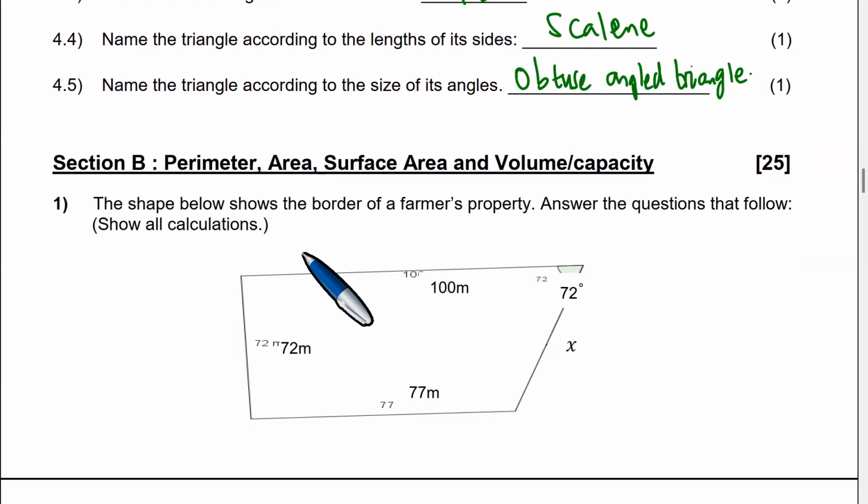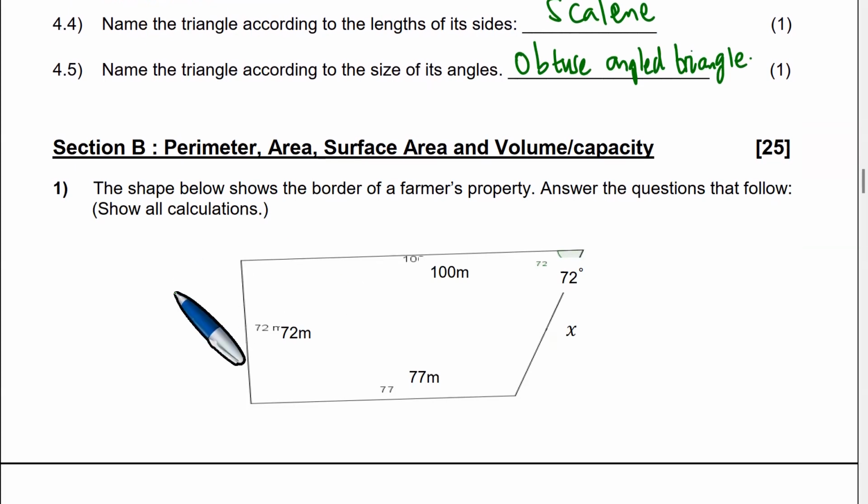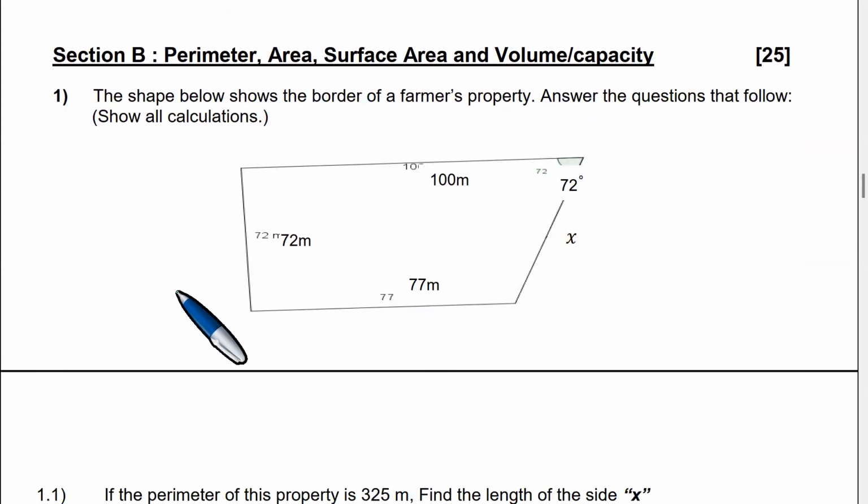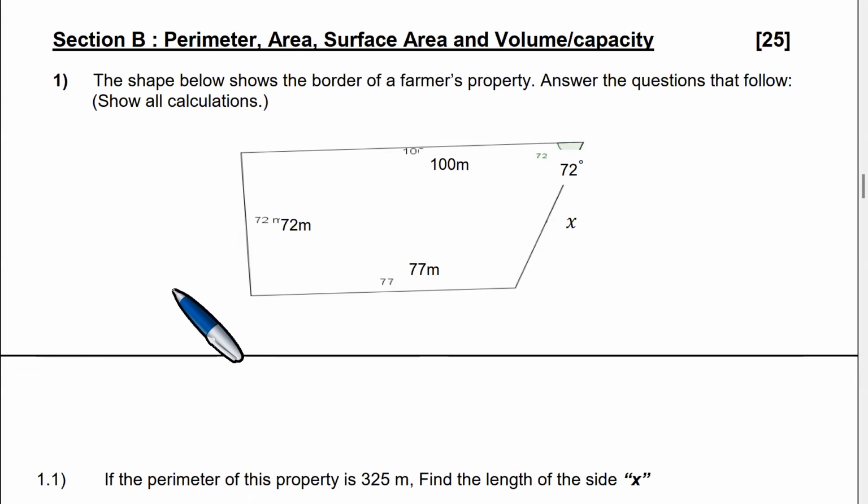Okay, we continue. Section B, we have the perimeter, area, surface area, volume, and capacity. So the shape below shows the border of a farmer's property. Answer the questions that follow. Show all calculations. So let's get cracking. If the perimeter of this property is 325, find the length of side X.